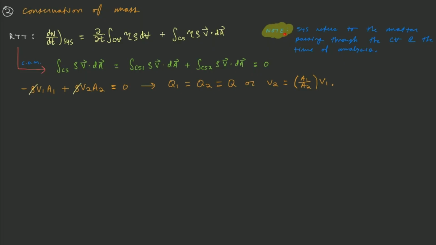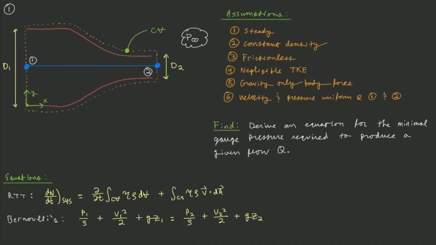The system in Reynolds transport theorem refers to the matter passing through the control volume at the time of analysis. So in this case, the system is the mass of fluid within this control volume at the time we're analyzing the problem. Now, the time rate of change of that mass is 0 because it is a fixed amount of matter, and we know that matter is neither created nor destroyed through conservation of mass.